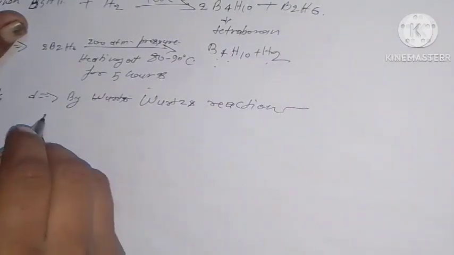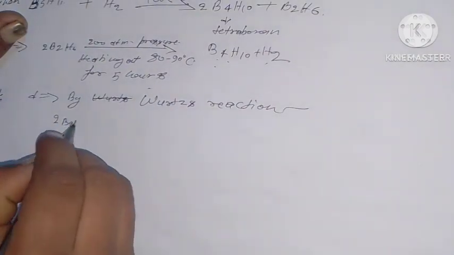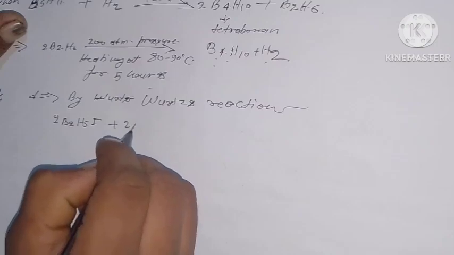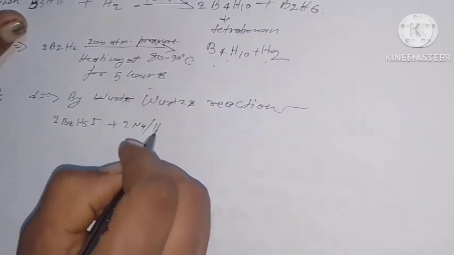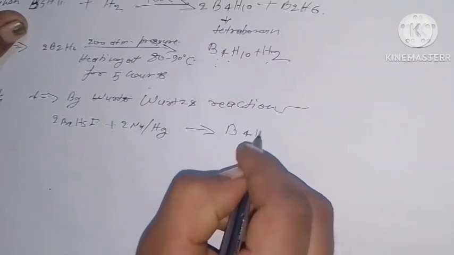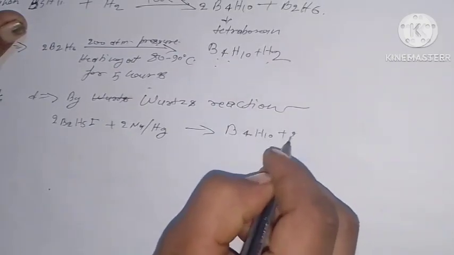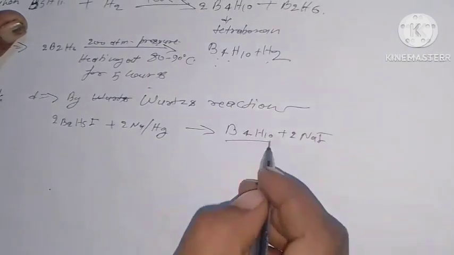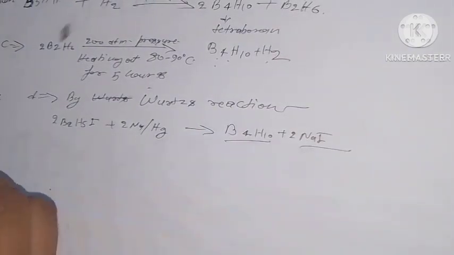Board's reaction, okay. 2B2H5I plus 2NaRHG that make B4H10 plus 2NaI, sodium iodide, tetraborane, sodium iodide.